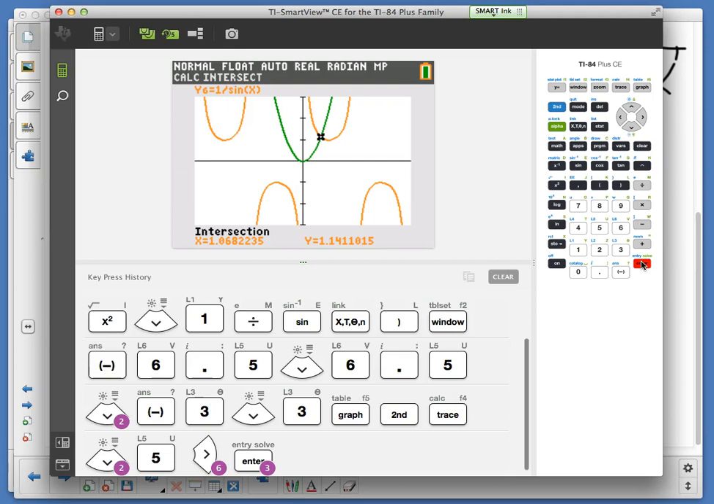Oh, yeah, so you've got to go to mode, you've got to go to radian. And then it should be off the graph right off that. Okay. Is it good? All right. Any other questions? All right.